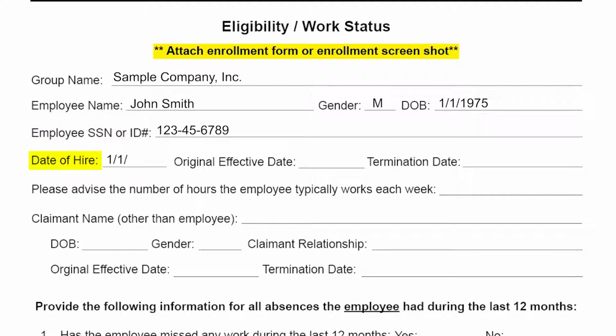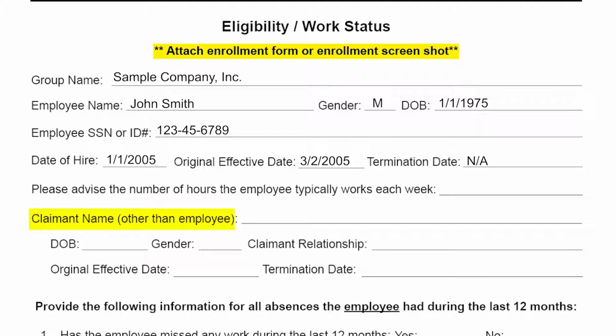The date of hire. This is the date the employee was hired at your company. The original effective date. This would be the date your employee initially had health insurance coverage. This is usually 60 to 90 days after the date of hire. Termination date. This would be filled out if the employee has been terminated. Please print N/A for not applicable if the employee is still working.